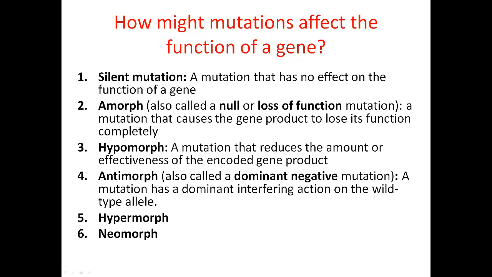An antimorph is also called a dominant negative mutation, and this is a mutation that has a dominant interfering effect on the normal wild type allele. So usually the effect of an antimorph would be seen in a heterozygous situation where that antimorphic mutation would negatively affect that other normal protein that is also produced in that heterozygote. In class, we're going to spend a little bit more time going over a hypermorph and a neomorph, and I'd like to challenge you guys to just think about what those would be.